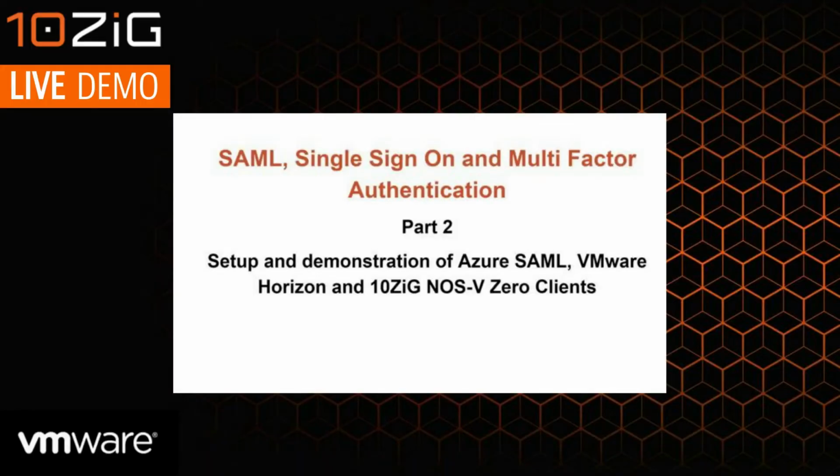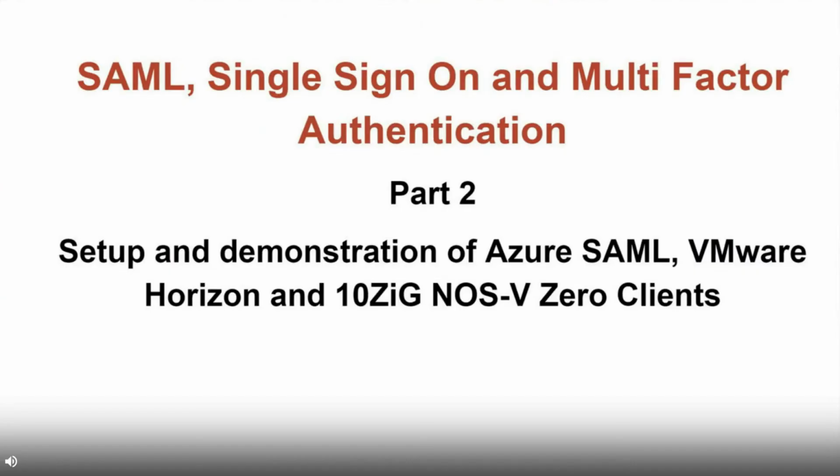Okay, so let's start the second video where we'll show you how to set up and demonstrate a single sign-on from our 10-zig 6048QV Zero Client. We'll be directing that to the Microsoft Azure SAML Identity Platform in the AAD via a VMware Horizon Unified Access Gateway, acting as a service provider to gain access to our Horizon desktop.